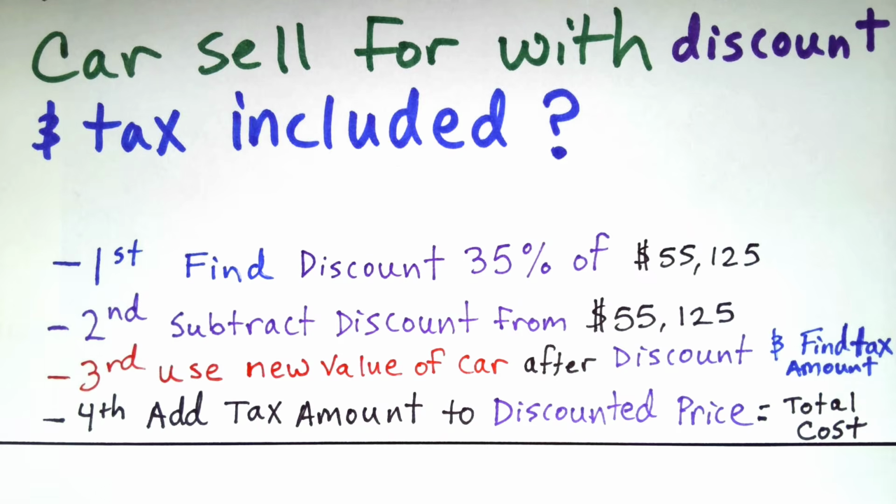These are the things that you should be focusing on. First, you want to find the discount of 35% of $55,125. Second, you want to subtract that discount from $55,125. Third, use the new value of the car after the discount to determine and find the tax amount, right? In order to do that, you needed to convert that 7.75% tax into a decimal, convert percent to decimal, and then fourth, add the tax amount to the discounted price in order to get the total cost. Let's go ahead and take a look at some of those steps now.